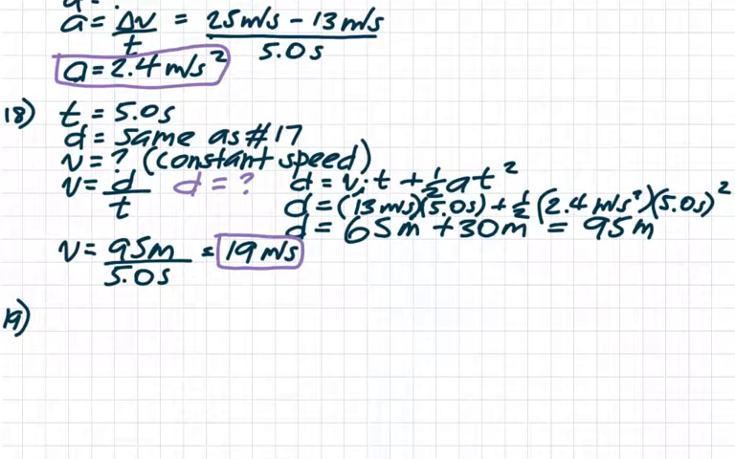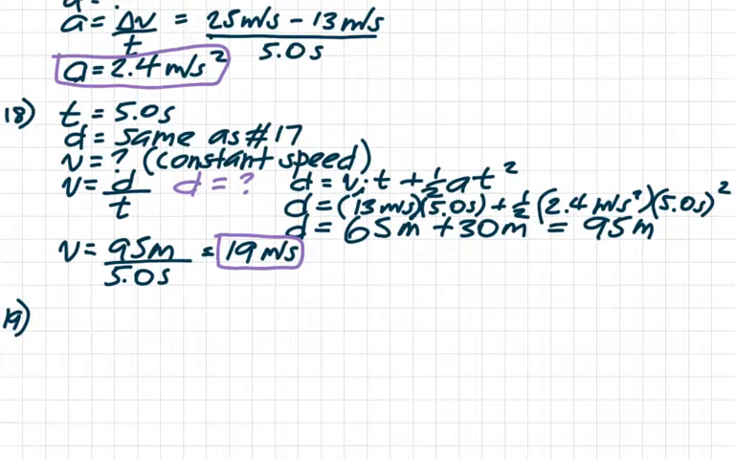So yeah, like I said, two-part question. The first part was going and solving for D, which I did. I got the 95 meters, and then I took that 95 meters and I stuck it in for D on V equals D over T, and I get 19 meters per second for that average speed for 18.